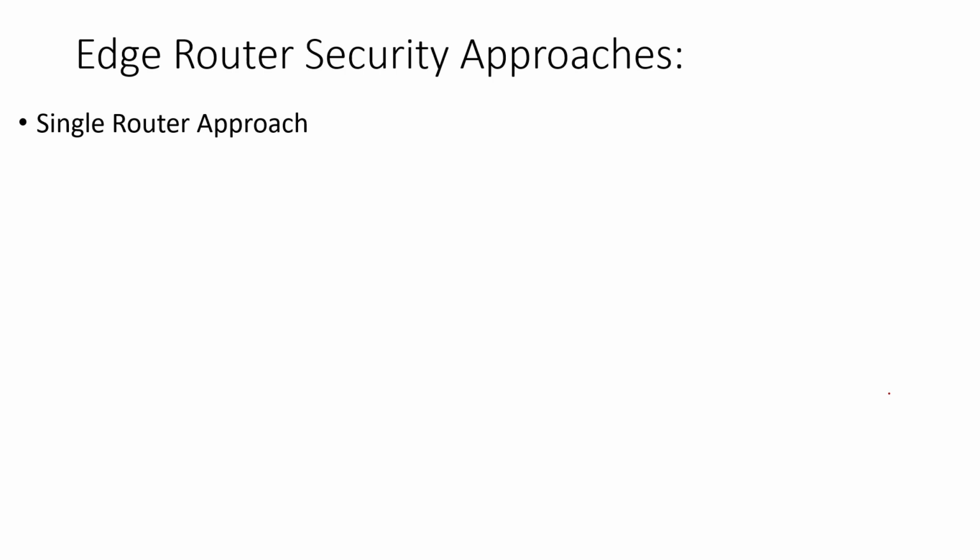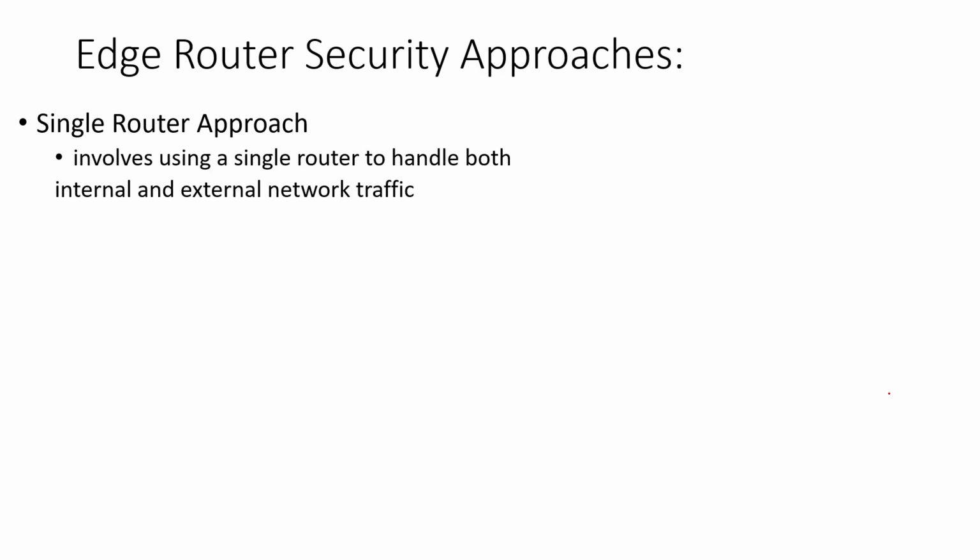So before we proceed with the configuration, we'll first learn about some concepts about network security, in particular, the edge router security. So there are two approaches to this. The first is the single router approach. This involves using a single router to handle both internal and external network traffic.